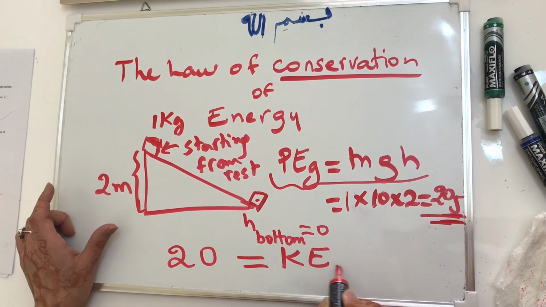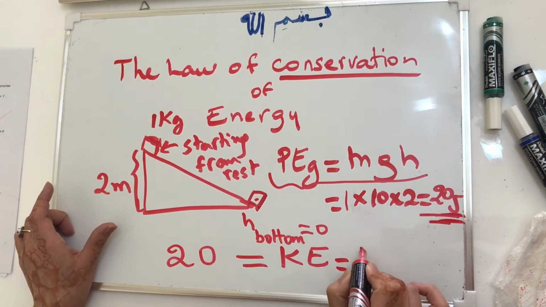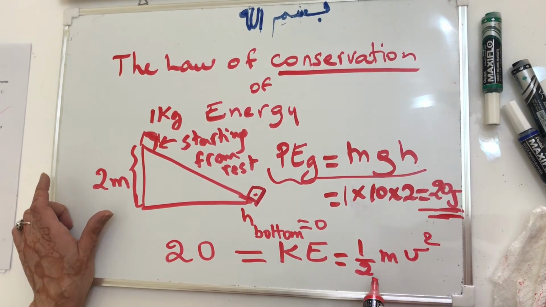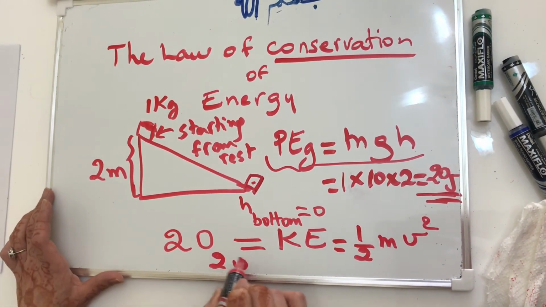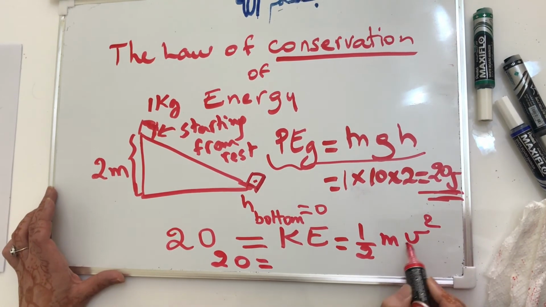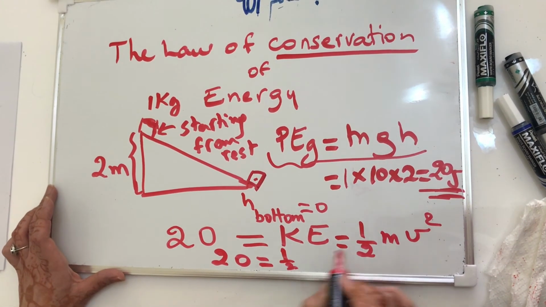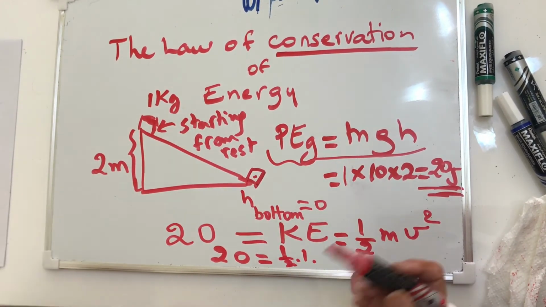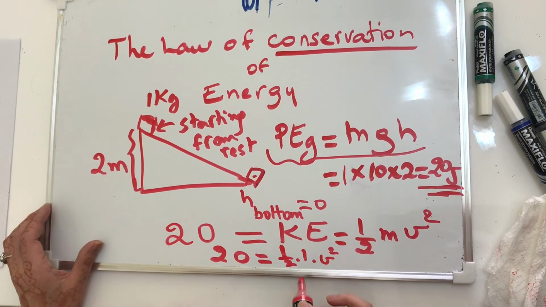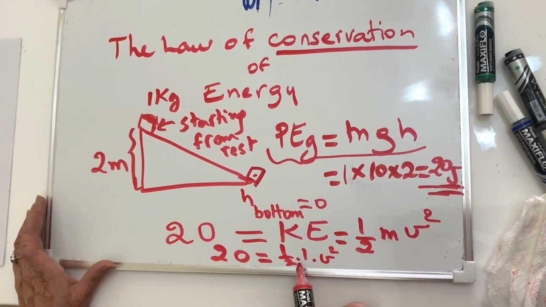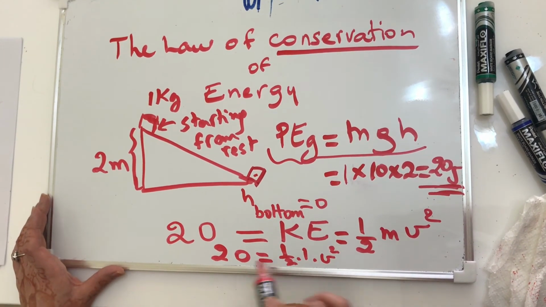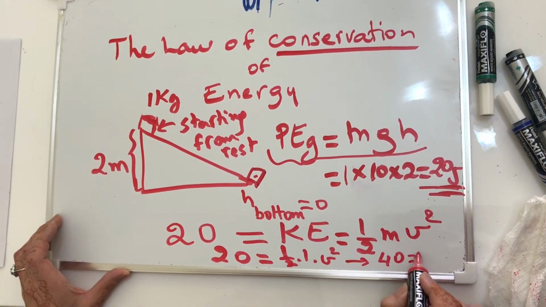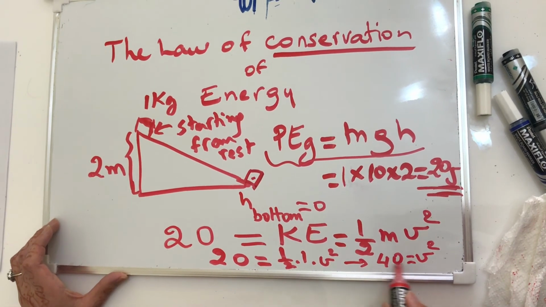So 20 equals kinetic energy. What is the formula for kinetic energy? Half mv squared. Then I'm just going to be solving 20. What am I after? I'm after the v. So half, the mass is 1, and v is what we're looking for, okay? V squared. So let's solve for v squared. We can multiply both sides by 2. So we'll have 40 equals v squared, and you just take the square root.